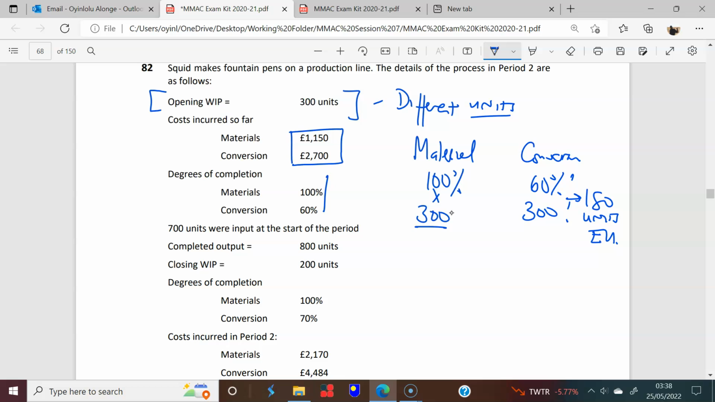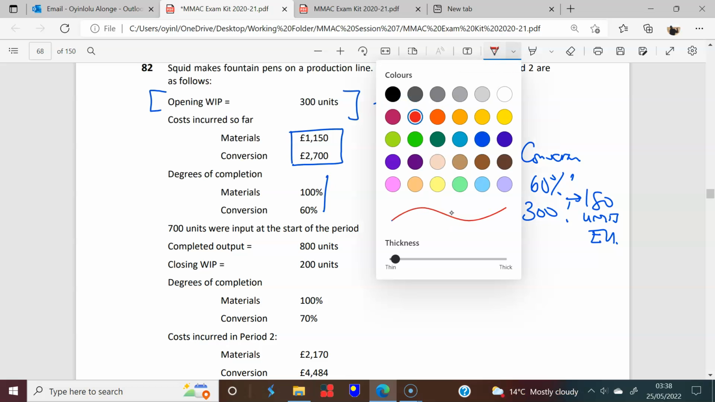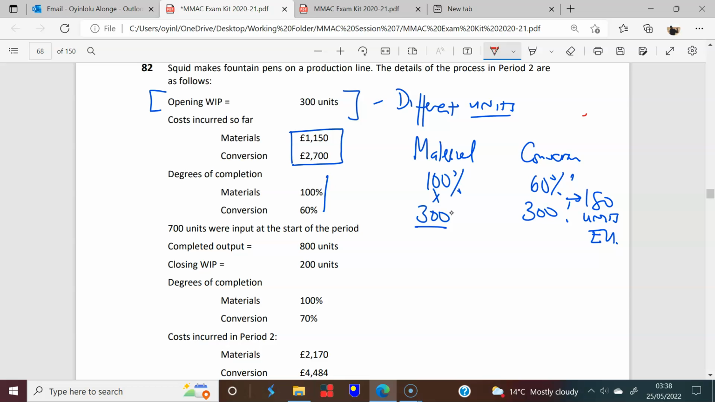Now, let's just change my pen color. So what this means, first of all, is that when we start the next process the next day, some of the time and effort in terms of material and conversion that go in will first of all aim to complete the opening work in progress. What's interesting here is that because these are already complete in terms of materials, it's just the labor element that's outstanding. So let's look at that.